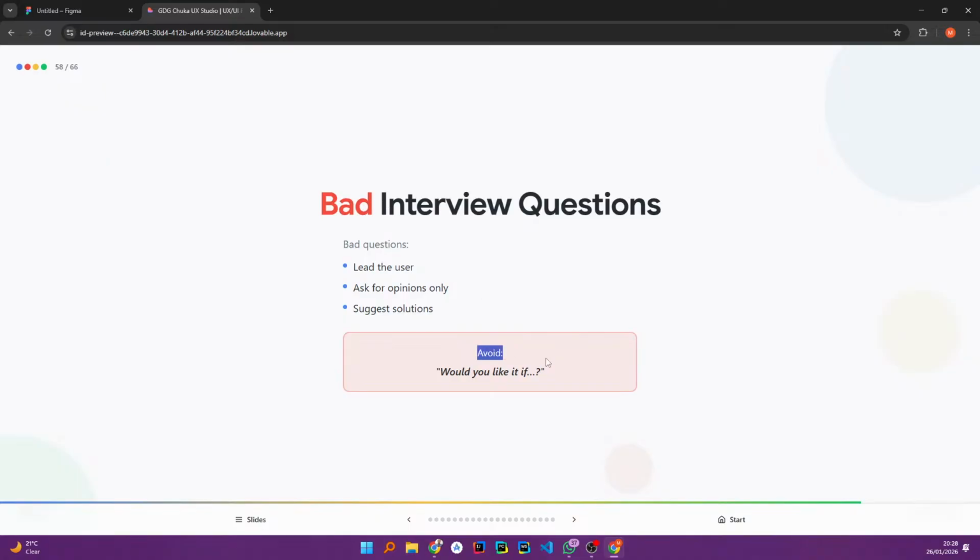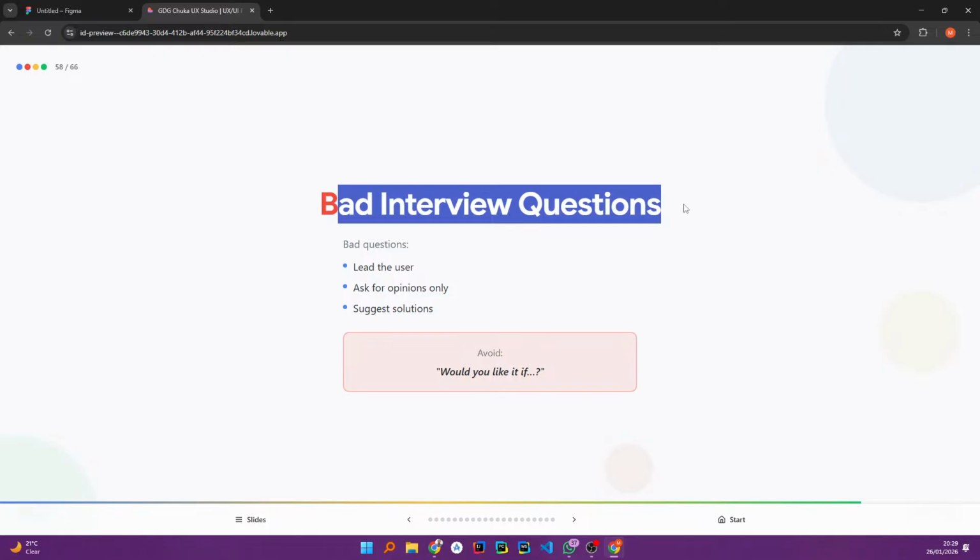An example of such is this one here: would you like it if we had the button blue? This leads the user and even asks for their opinion. Now the user is required to respond with a yes, and that is their own opinion. Most of the time it doesn't get past there. It just ends with a yes or a no. That is an example of a bad interview question.